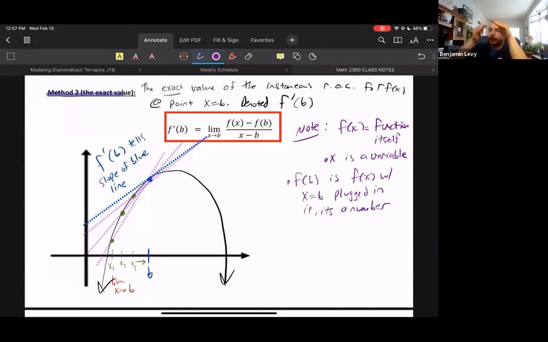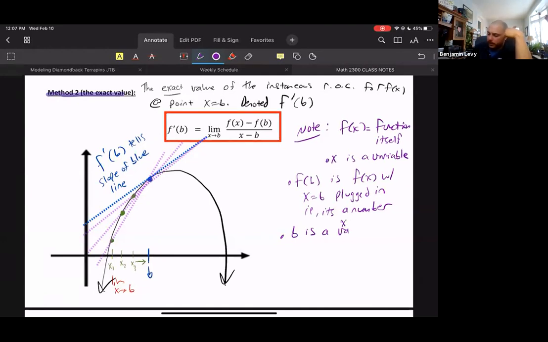So we have like a function minus a number on the top. And then on the bottom, you have something similar too. B is also a number. B is a specific x value. And so again, I just think writing this stuff down will be helpful. Once we do an example next class, probably, you'll be able to look back at this and say, oh yeah, I see what you're saying now.